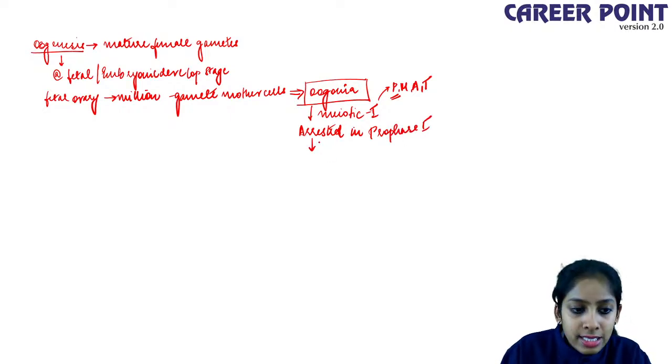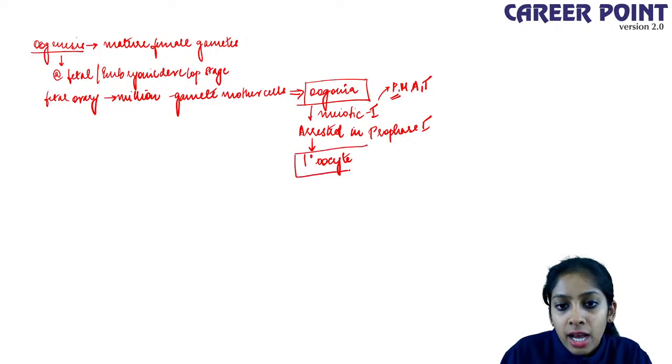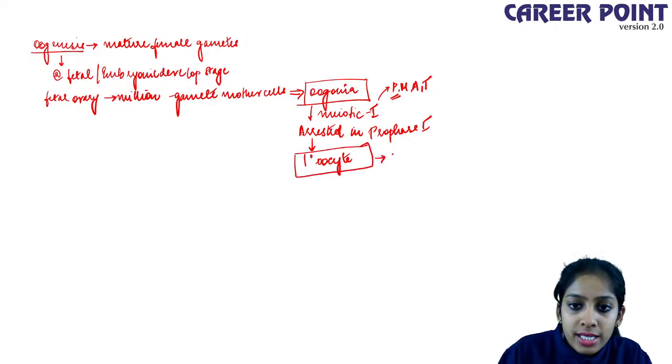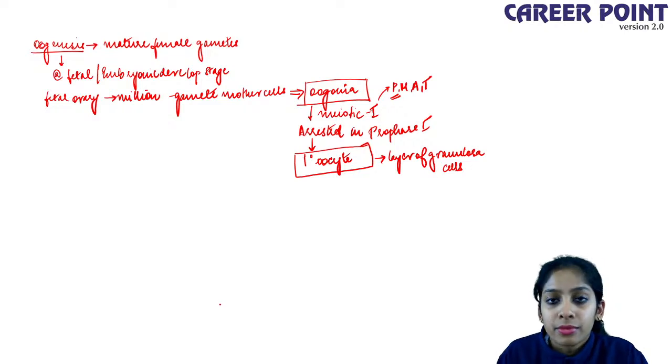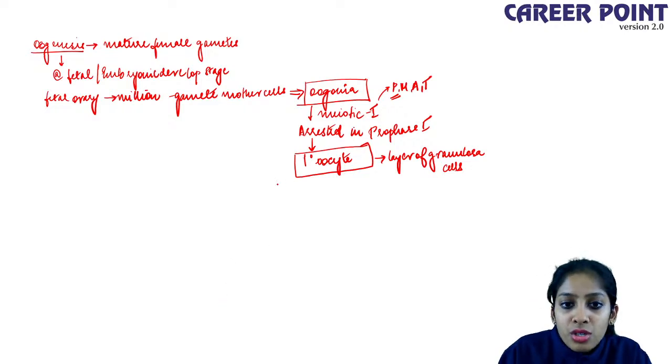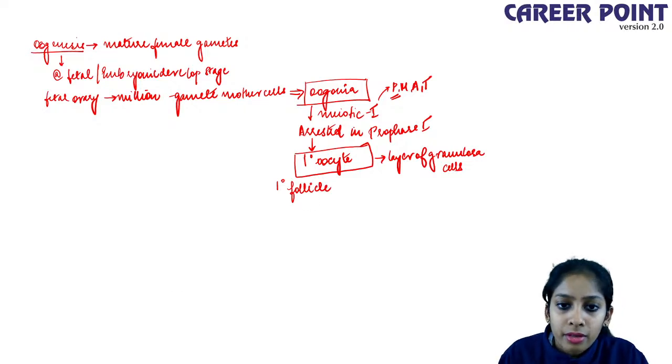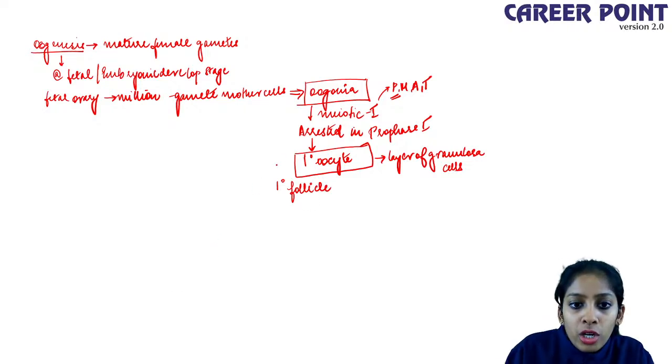Now this arrested stage is called your primary oocyte. This primary oocyte is surrounded by a layer of granulosa cells. Okay, so now this is called the primary follicle. A lot of primary follicles degenerate.